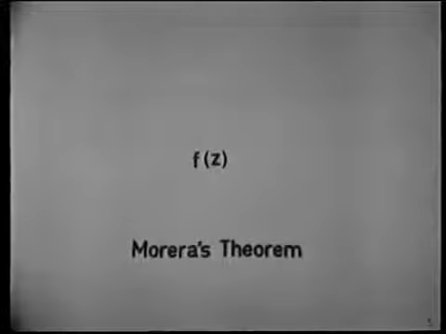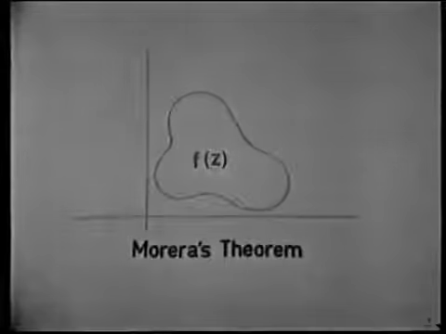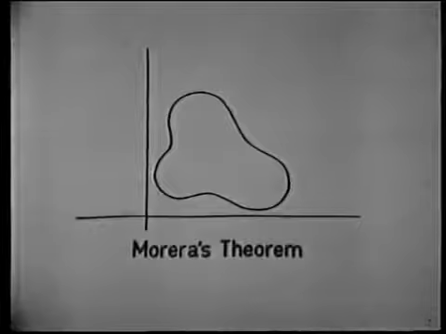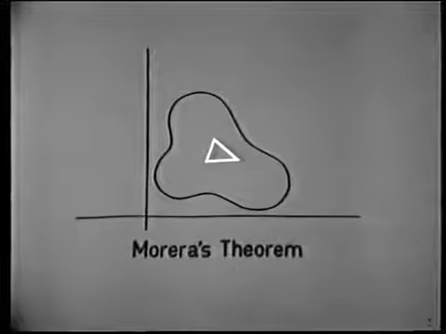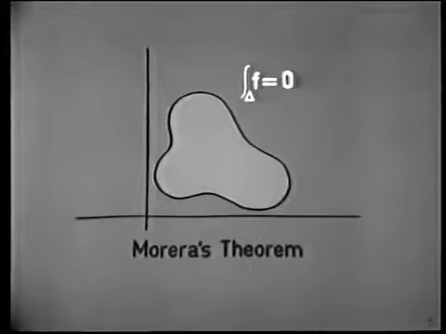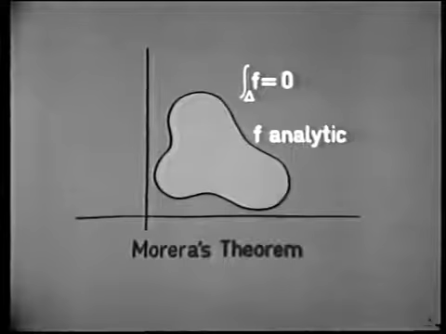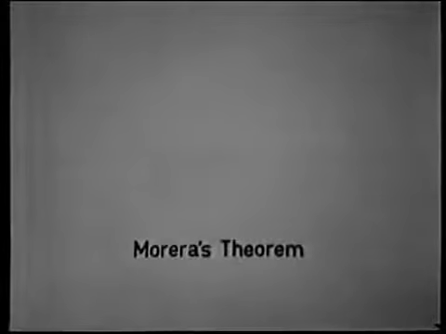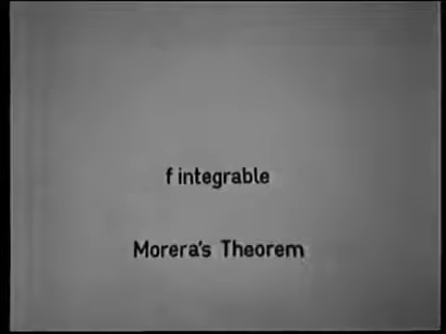This theorem was proved in Unit 5. It says that if you have a function defined on a region, and if for any triangle completely in that region the integral around the triangle is 0, then on that region f is analytic. So we'll use Morera's theorem to prove that our function is analytic. But to get started, we must first of all prove that we can integrate f.